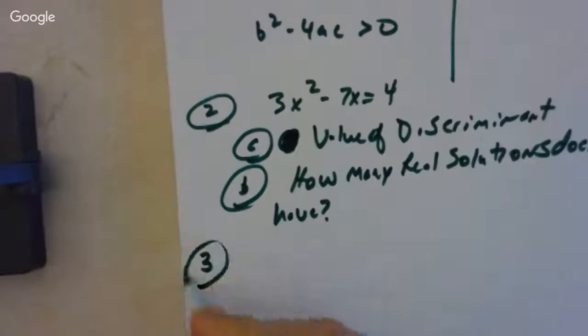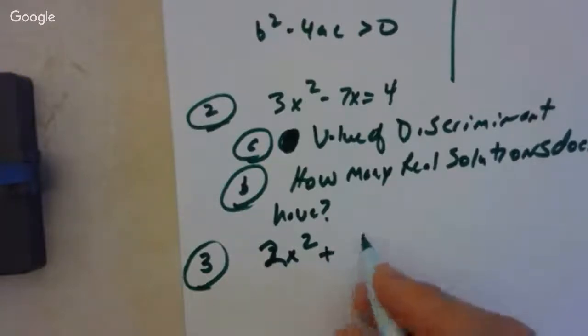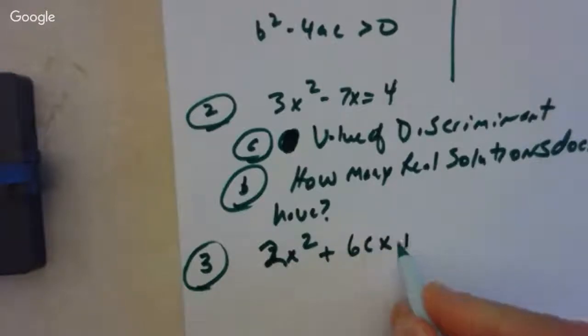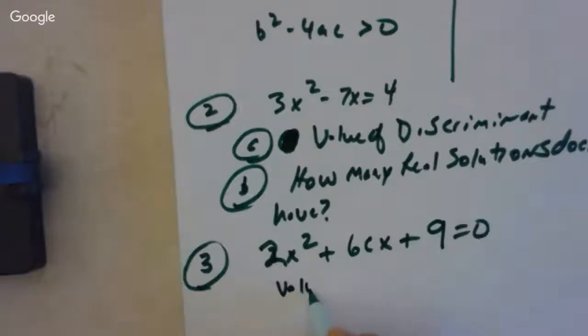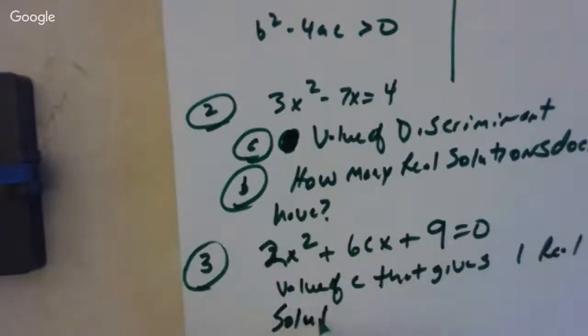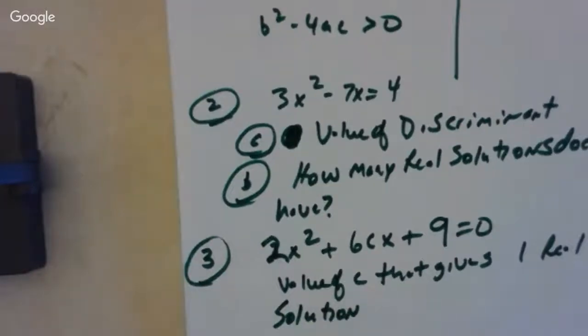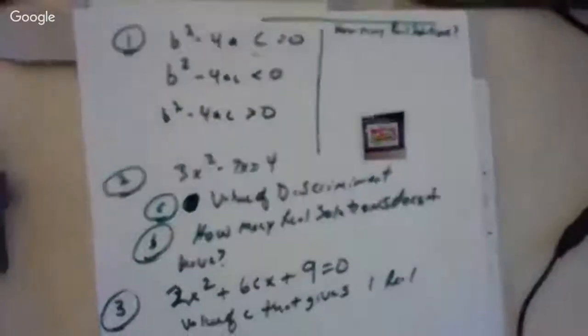Then number 3, let's go for 2x squared plus 6cx plus 9 is equal to 0. Find the value of c that gives one real solution. On your marks, get set, math.